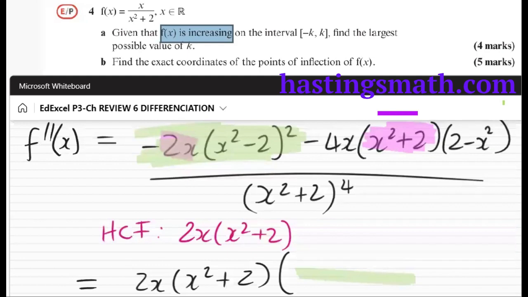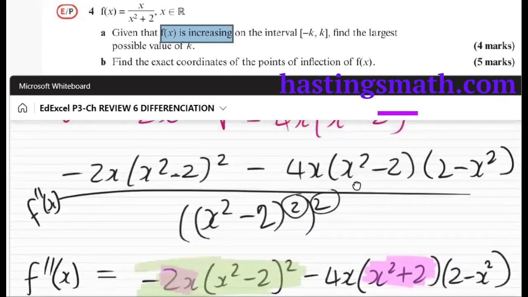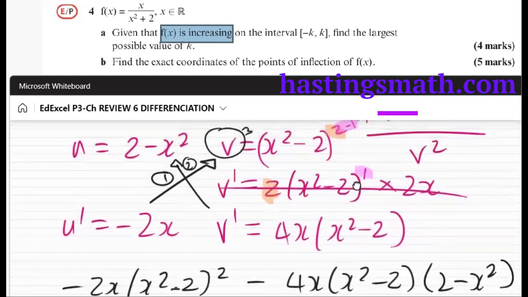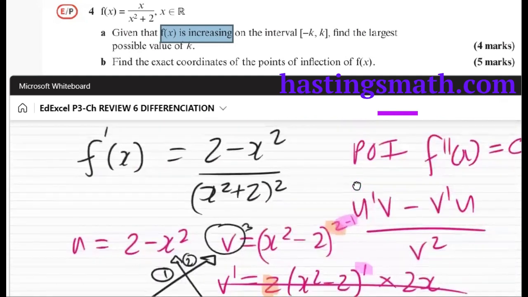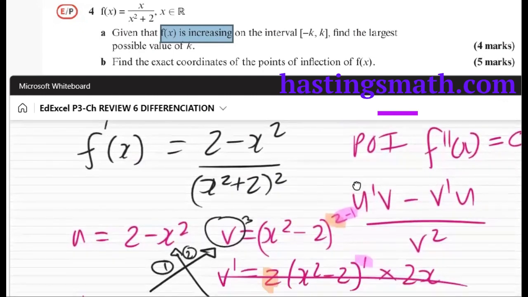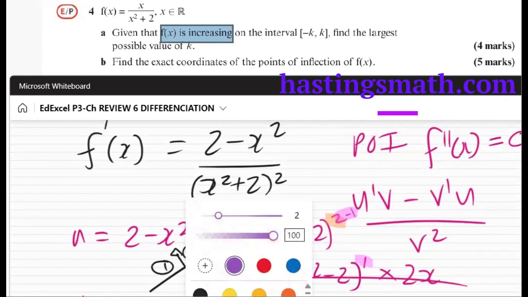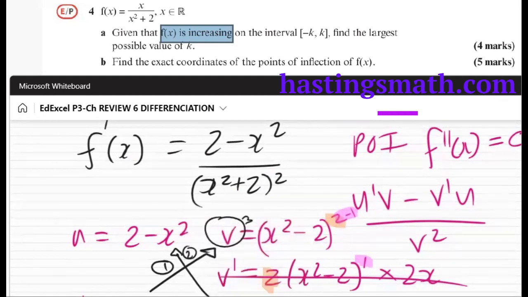There's for sure something wrong with this because that won't work. Let me go back and see. 2x, x squared plus 2. Going back. I found it. So here's my mistake. Doing my mistake in blue.